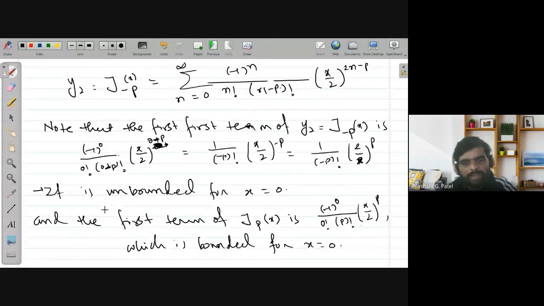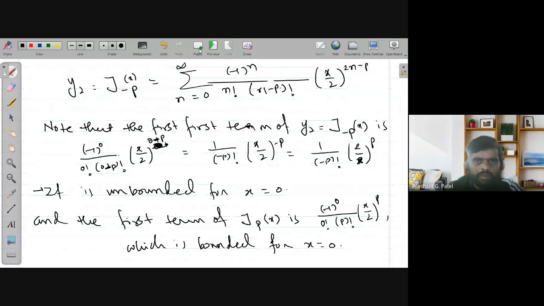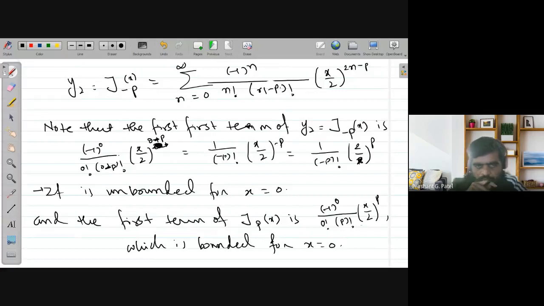Similarly, this J_p is bounded near x equal to 0, but this J_(-p) is not bounded near x equal to 0, for each term, we can say that. So one of them is bounded, another one is unbounded. That means J_p and J_(-p) are independent. So in this case, we are able to write down a general solution.